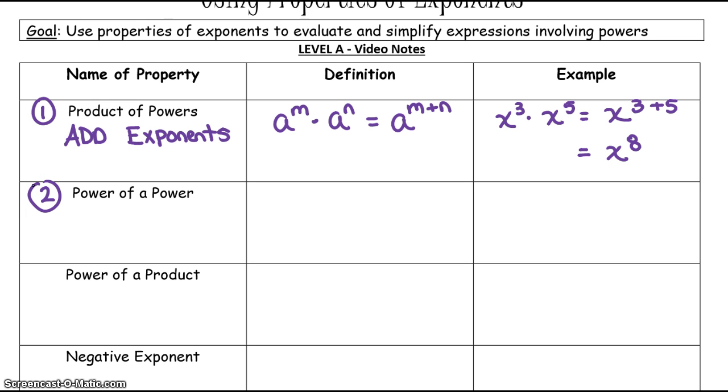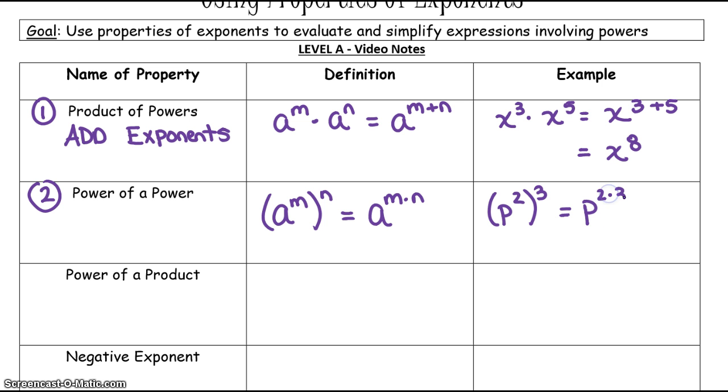which is power of a power. It kind of looks like this: a to the m power raised to the power of n. And in that case, what we can do is take the same base and multiply the exponents. So an example of this would be p to the second power raised to the third power is the same thing as p to the 2 times 3, which is the same thing as p to the 6th power.